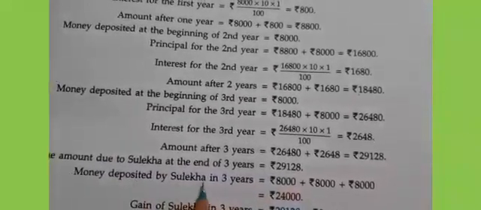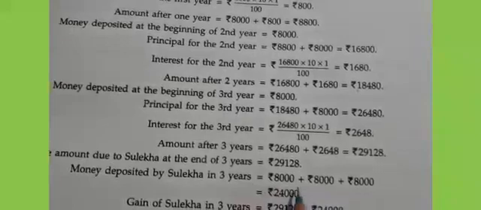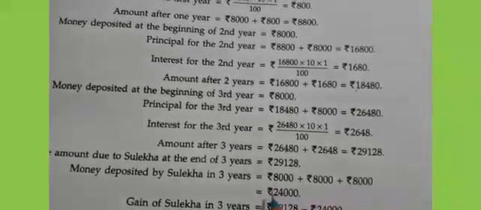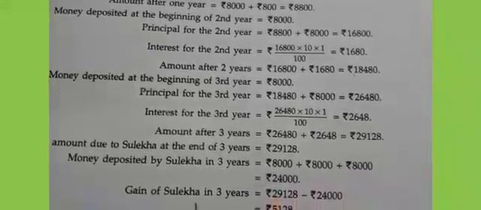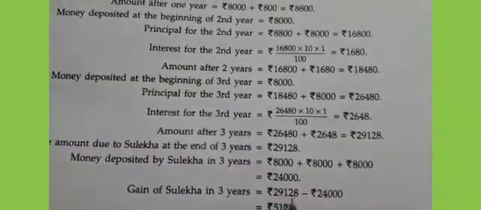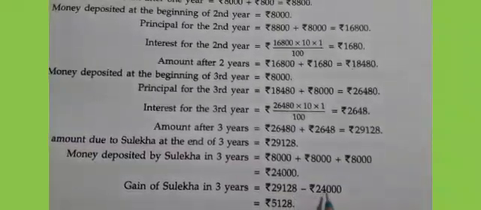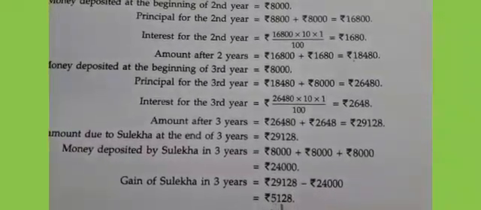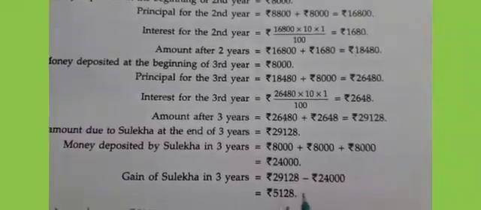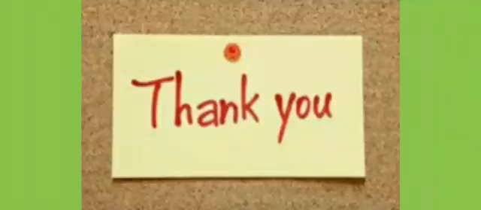Now money deposited by Sulekha in 3 years is 3 times. In the beginning of years she has deposited 8,000, that is 24,000. So gain of Sulekha in 3 years will be 29,128 minus rupees 24,000, that is rupees 5,128. This is the gain of Sulekha in 3 years.